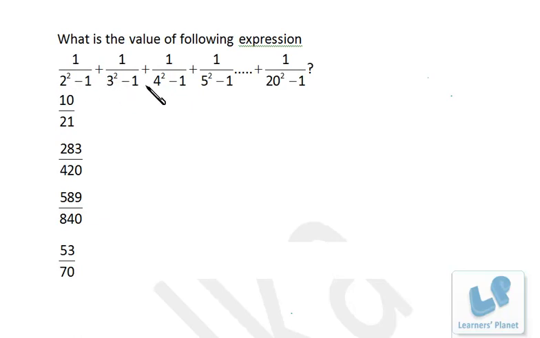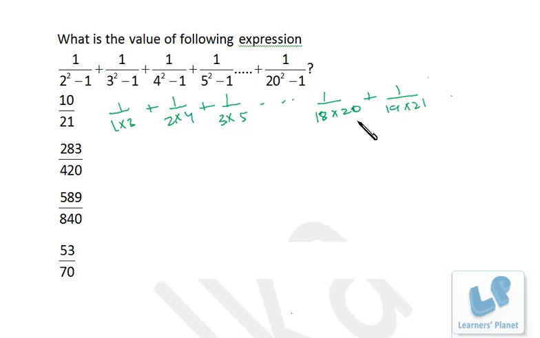1 upon 2 square minus 1, 3 square minus 1, the counting is going till 20 square minus 1. Now this is actually 1 upon (2 minus 1)(2 plus 1), right? So I can say it's 1 upon 1 into 3, plus 1 upon 2 into 4, plus 3 into 5, and the counting is going till 19 square minus 1. I'm sorry, this is 19 square minus 1, that means 19 minus 1 and 19 plus 1. So 18 into 20, and this is 20 minus 1 and 20 plus 1, right?